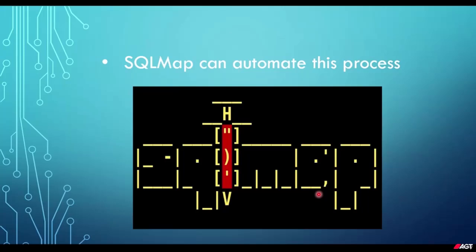Instead of manually crafting and testing SQL injection payloads, SQL Map can automate this process. You would point SQL Map to the vulnerable login page and it would automatically test various payloads, detect the vulnerability, and even exploit it to extract sensitive data from the database like user credentials, emails, or even entire tables.